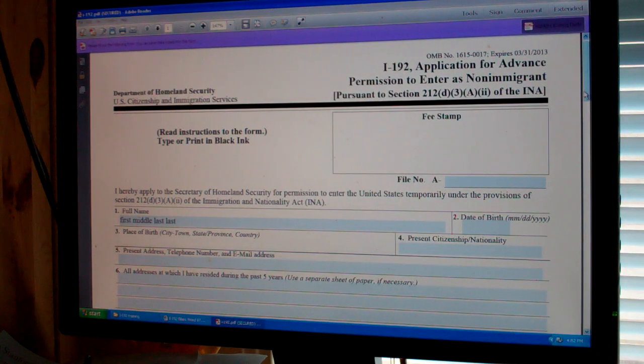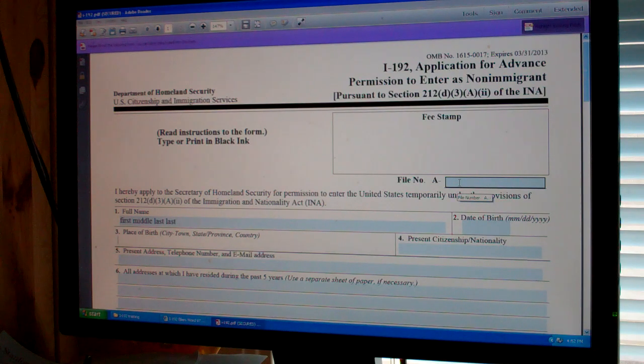Now let's do the I-192. Here it is. The person is not going to have their A number. Their full name is their first, middle, last, and last. It doesn't need to be last first. Their date of birth over here.